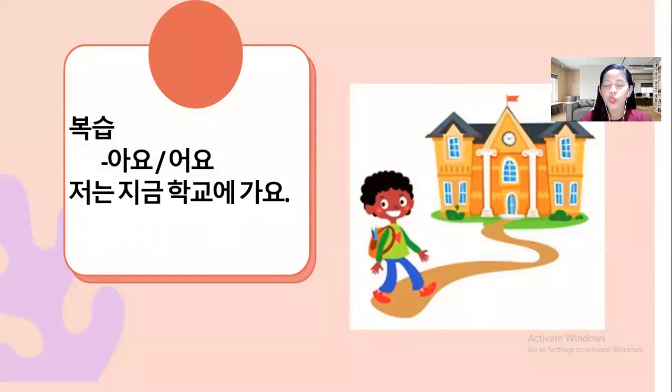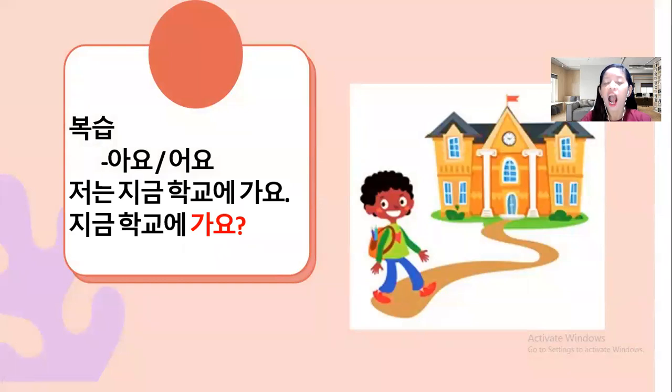And what if you're going to ask that someone, are you going to school? 어떻게 말해요? 맞아. 지금 학교에 가요? Right. Now, the question form 가요 has also another variation, and that will be our lesson today.